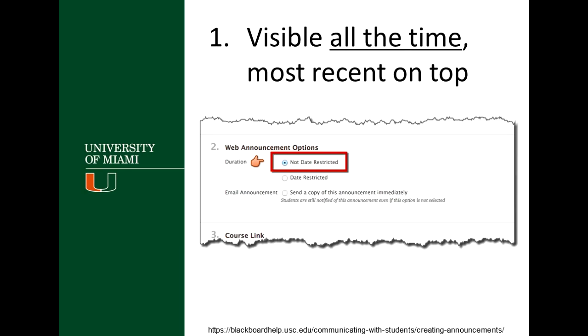And because it scrolls down and makes new room, you don't have to clean things up. It's not like a bulletin board where you've got so much space and you can only put so many things on it. You can put an infinite number. It just goes down forever. So visible all the time, most recent on top. This is the most common way of doing things, and that is not date restricted.